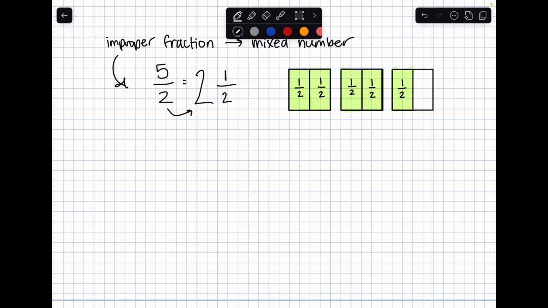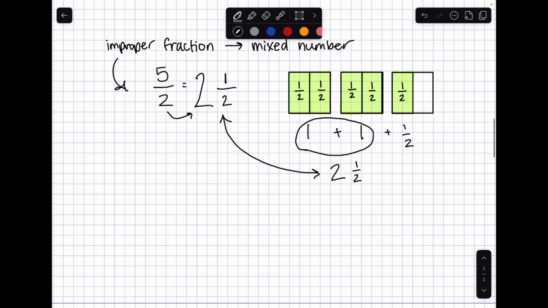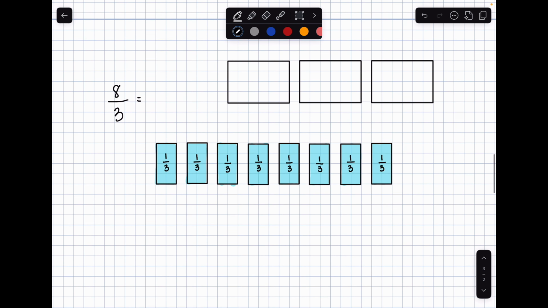So I've got 1/2 and 1/2, which makes 1, plus another 1/2 and 1/2, which makes 1, plus my 1/2 left over. I can combine these two into 2 and then tag my 1/2 on there, and we've got the same answer. What you're doing is you're taking your fraction pieces and bundling them into wholes and then seeing what you have left. And I've got one more example down here.